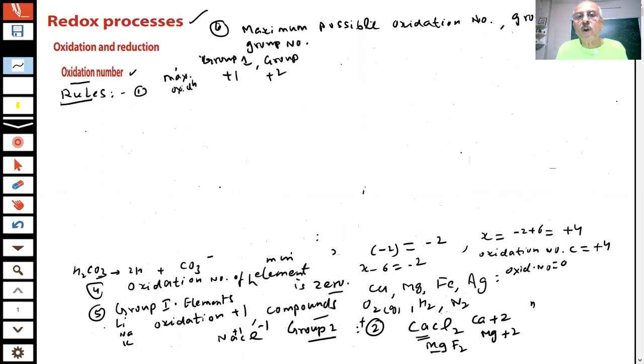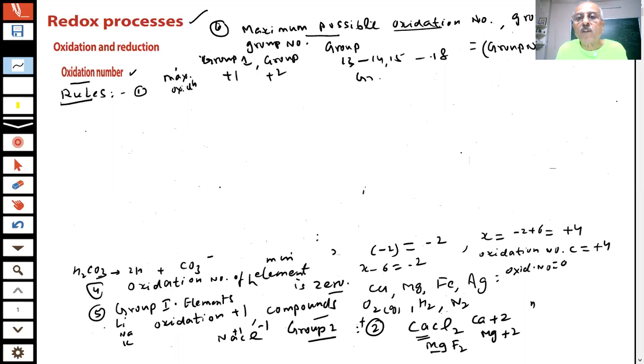But when you come to the periodic table, you have groups 13 to 14, 15 to 18, these group numbers on the right hand side. What you will do is group number minus 10. That will be the maximum possible oxidation number.